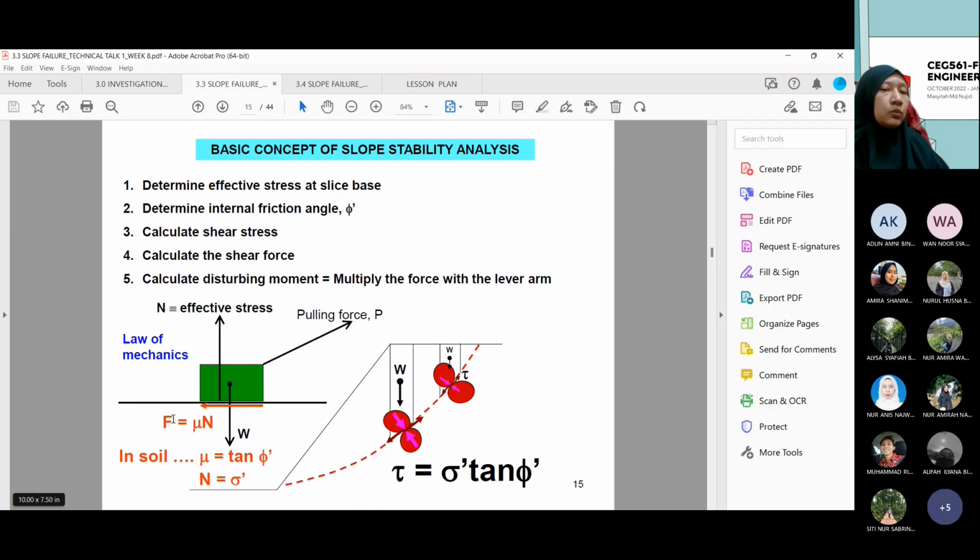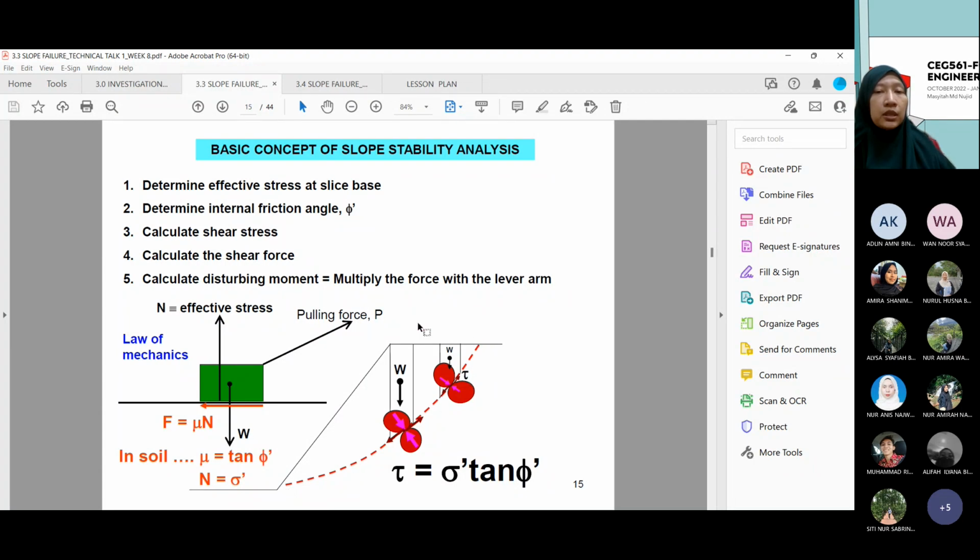And the resistance force is equal to μN. μ is the coefficient of the relationship between normal or effective stress and the force F. So in soil mechanics, μ is equal to tan φ, and σ' is the effective stress, meaning it is carried out by using the shear stress equation, or Coulomb equation. The shear stress is equal to the effective stress times tan effective φ.